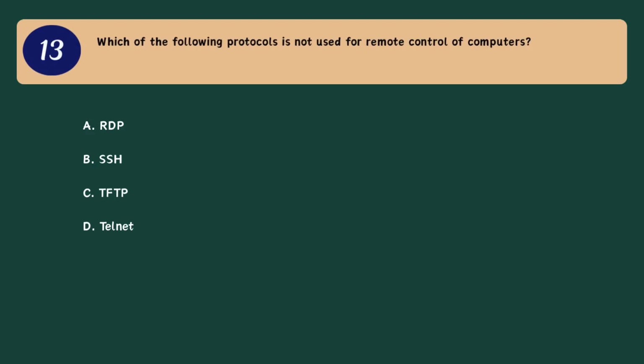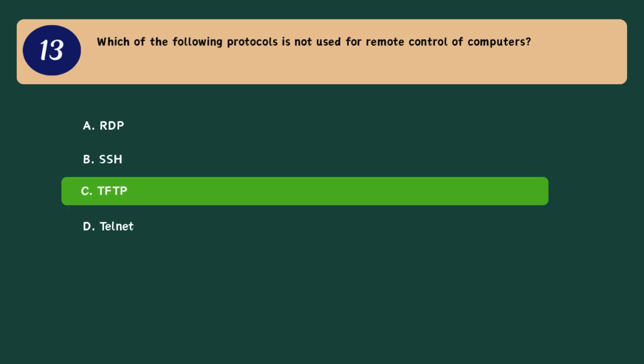Question 13. Which of the following protocols is not used for remote control of computers? A. RDP. B. SSH. C. TFTP. D. Telnet. Correct answer. C. TFTP.